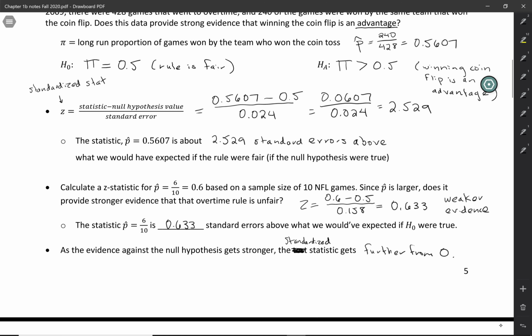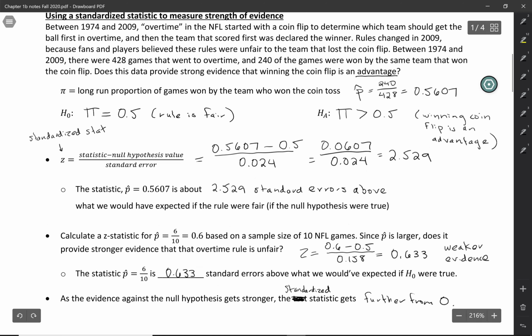So this gives us strong evidence that the overtime rule that the NFL was using actually did provide an advantage to the team who won the coin flip. So it's good that they stopped using that.